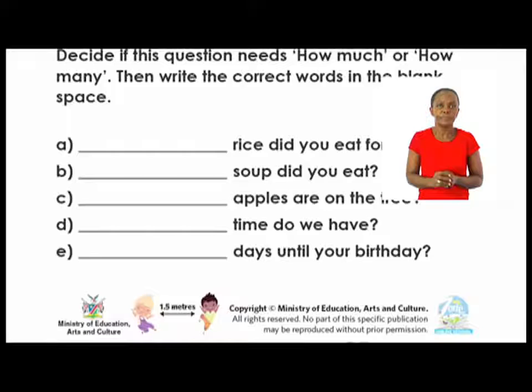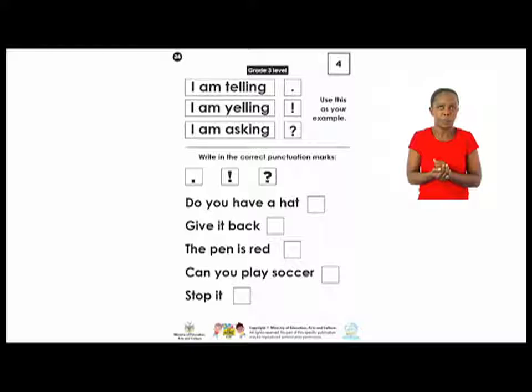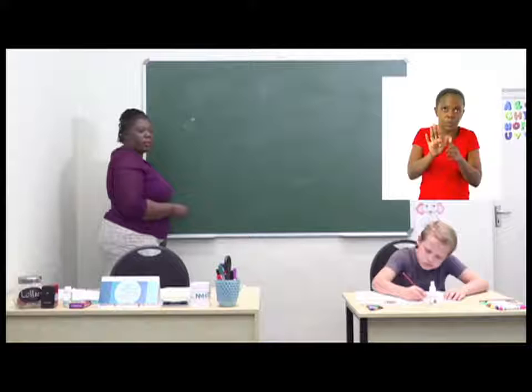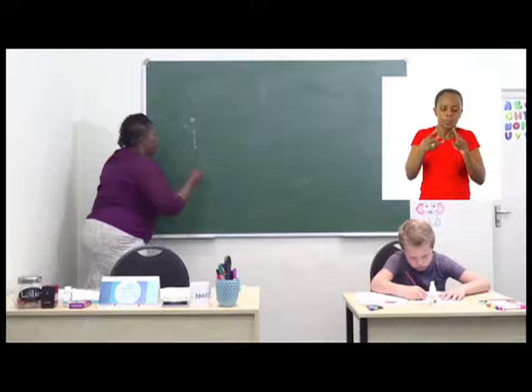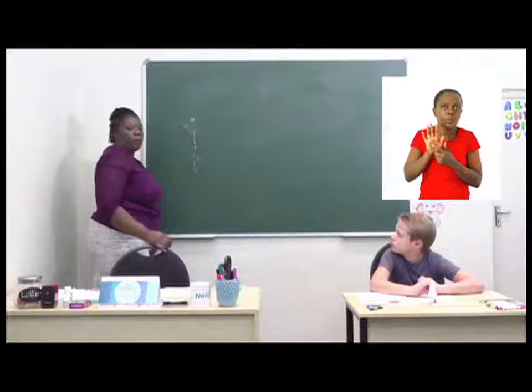Let's turn to the next page, page 24, where we have punctuation marks. There are three types of punctuation marks that are there. The full stop. Can we all see the full stop? Point to the full stop in your book. The exclamation mark. Point to the exclamation mark in your book. The question mark. Let's write the question mark. Point it in your book.